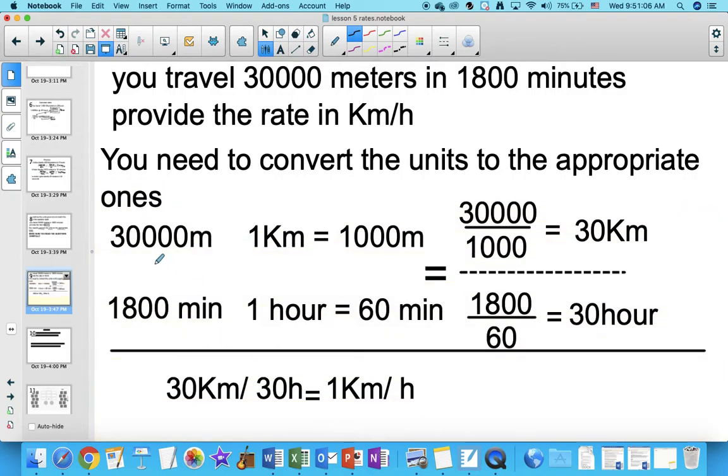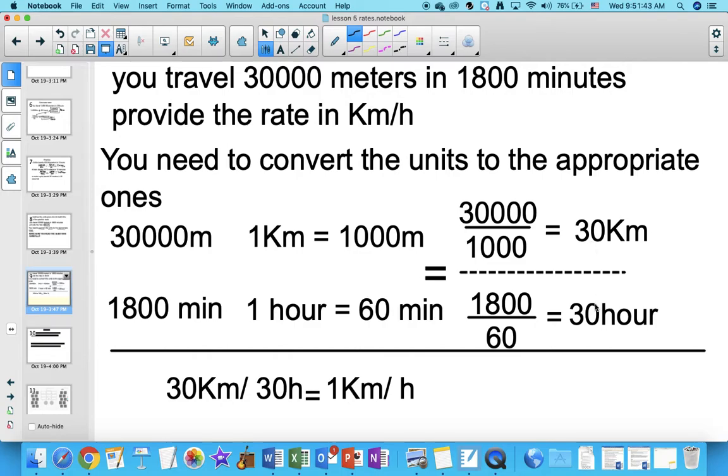So 30,000 meters, well, kilo means 1,000, so 1 kilometer means 1,000 meters. Okay, well then I take 30,000 divided by 1,000 to get us 30 kilometers. Right? So now we have our kilometers, and now I'm going to convert the minutes. We have 1,800 minutes. Well, 1 hour is 60 minutes. So I take 1,800 minutes and divide that by 60. How many hours fit into 1,800? Well, that's 30. So now we have 30 hours.